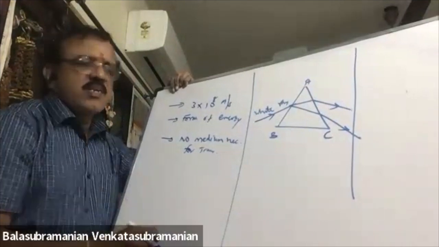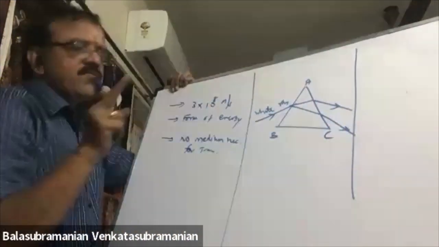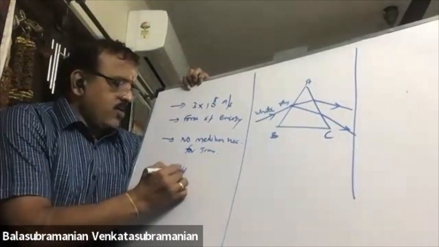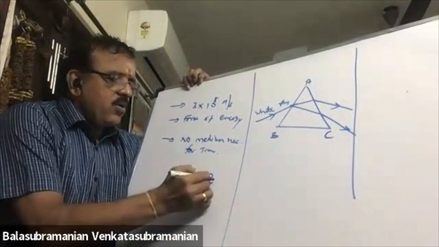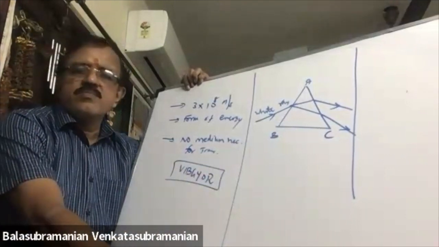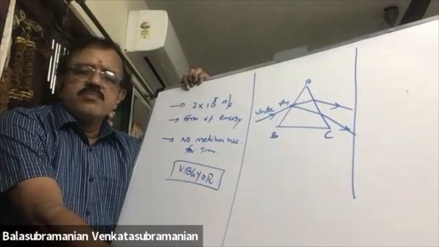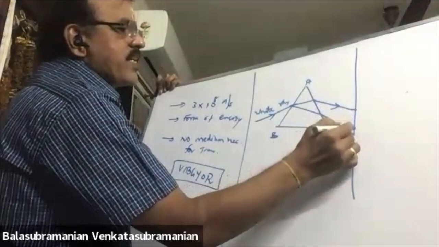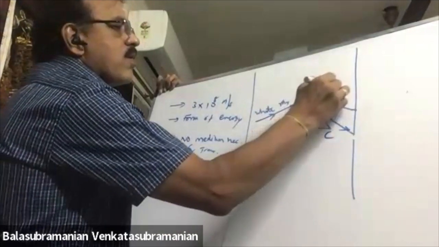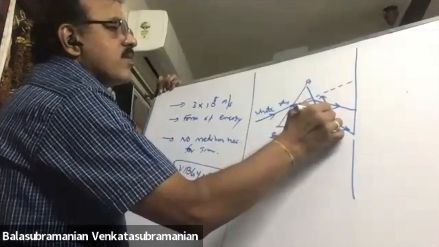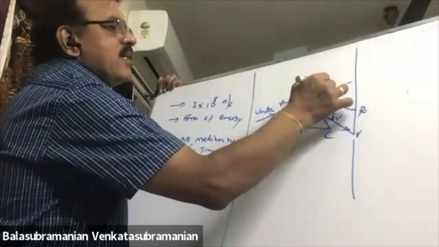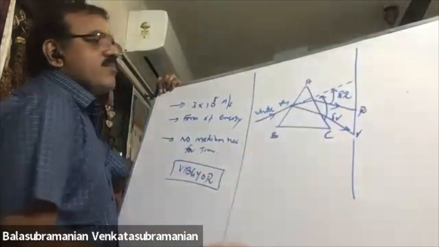Why are you putting two rays, sir? White light is a combination of 7 colors: VIBGYOR, violet, indigo, blue, green, yellow, orange, red. 7 colors. Correct, Amma? So, violet is the most deviated ray. This is delta V, violet. Red ray, delta R.